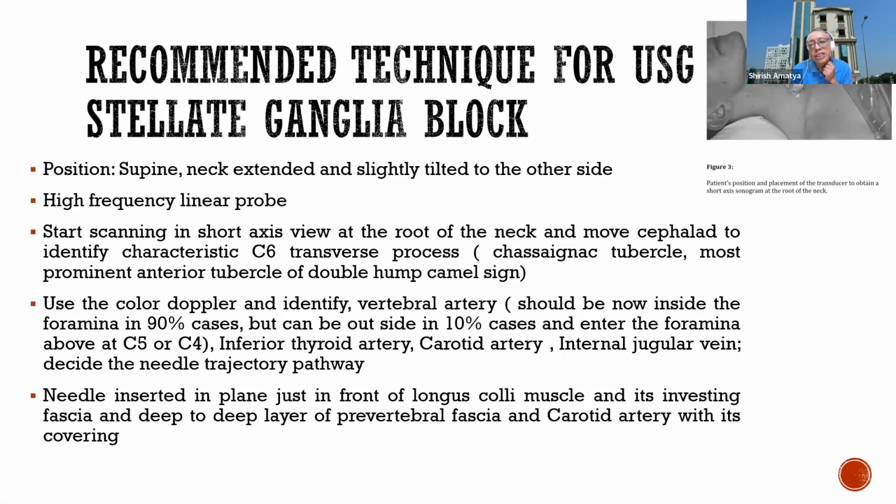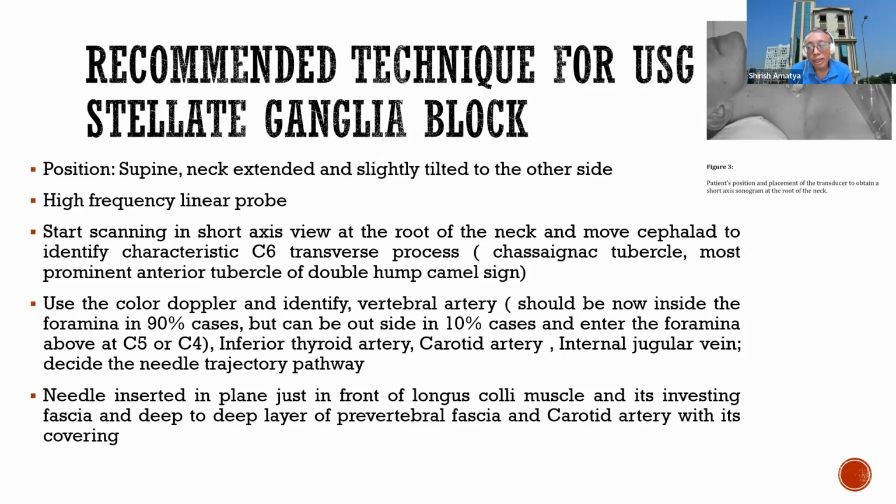So first we put our probe at the anterior lateral aspect of the neck and appreciate the C6 transverse process, or Chassaignac's tubercle, and then we can inject at this level just anterior to the longus colli muscle, or we can go downwards and inject at the level of the C7 vertebral level. Basically, the C6 transverse process is used mainly because in 90% of the cases, the vertebral artery goes into the foramen at this level.